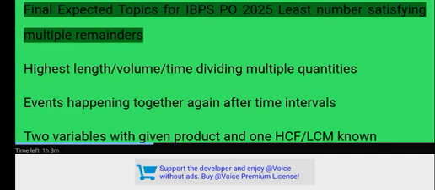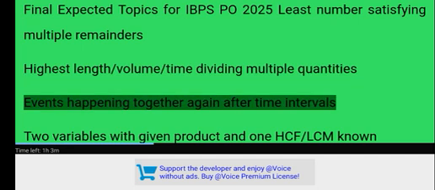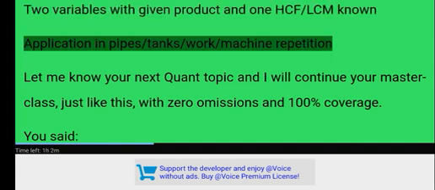Final expected topics for IBPS PO 2025: least number satisfying multiple remainders. Highest length, volume, time dividing multiple quantities. Events happening together again after time intervals. Two variables with given product and one of HCF, LCM known. Application in pipes, tanks, work, machine repetition.